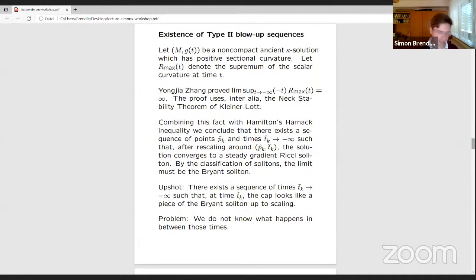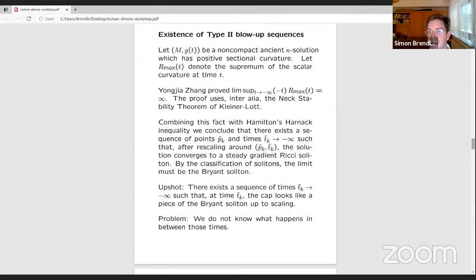Okay, so after this digression, let's go back to the general case. So let's assume we have a non-compact ancient kappa solution, and let's assume it has positive sectional curvature. And just to fix notation, let me denote by R max the sup of the scalar curvature at time t. I don't know if R max is attained at this stage, so it could be just a supremum rather than a maximum.